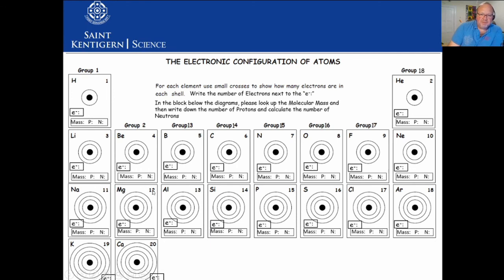Magnesium, how many protons? 12. Sulfur, how many electrons? Oh, why do I say 12? Sorry. How many electrons in sulfur? 16. How many protons? 16. How many neutrons? I don't know. What's the mass? Because we take the mass, we subtract the number of protons, and that will give us the number of neutrons. Mass minus protons gives us neutrons.